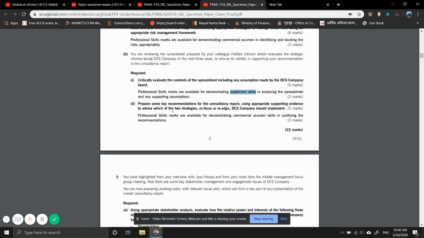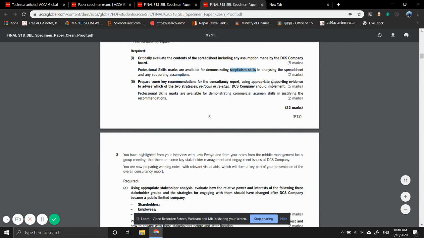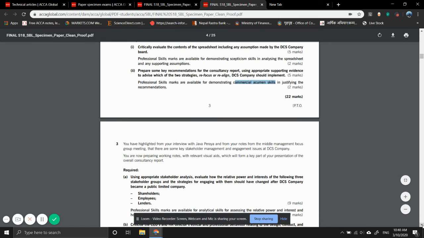So prepare some key recommendations for the consultancy report using appropriate supporting evidence to advise which of the two strategies, refocus or realign, DCS company should implement. Some key recommendations, okay? Using some evidence. So why use that strategy? Giving evidence. Commercial acumen skills in justifying.